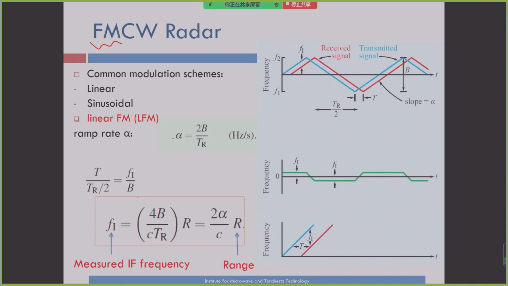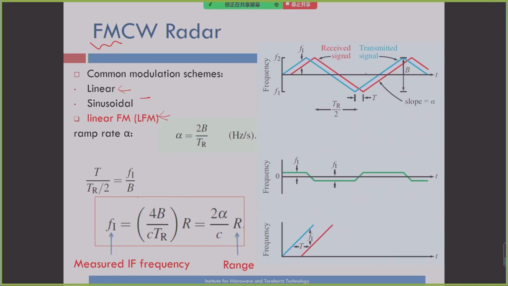This is called linear frequency modulation, LFM. At the transmitter side, it varies our frequency from F1 to F2 linearly with respect to time t. It varies to F2, and then comes back to F1, and then increases to F2, and then back to F1. This is the blue color curve. Okay.